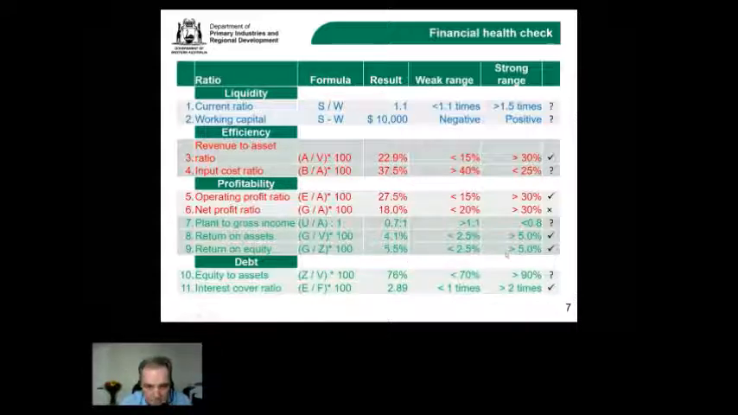Return on equity is a measure of our profitability before, by comparing it to how much equity we have. For each dollar we've got invested in the farm, how many cents are we making? This is an important ratio to compare to other investment options. So it's also an important ratio to compare to risk. So this farm's making 5.5%, which is above the strong range. So that's a positive ratio.